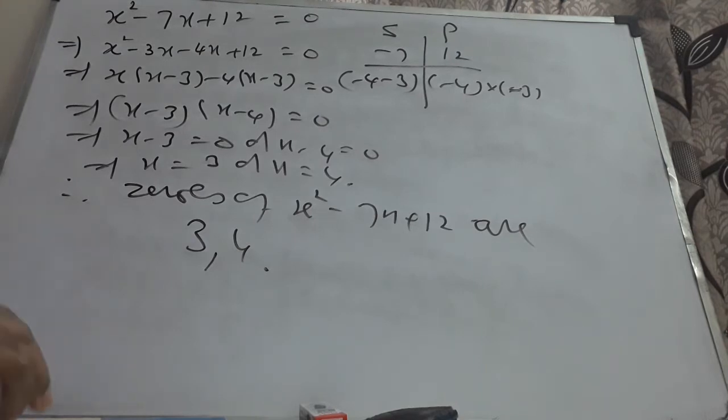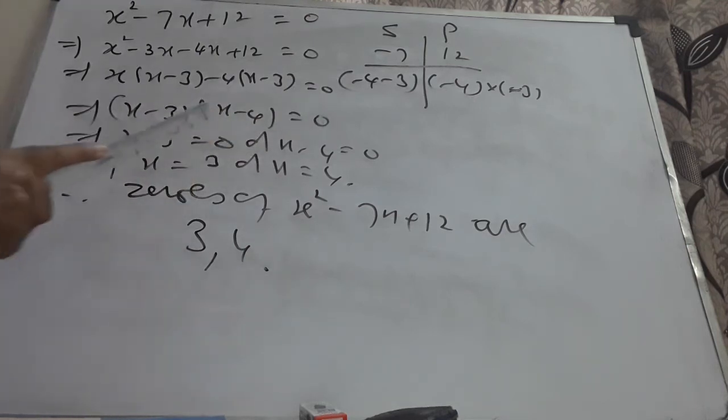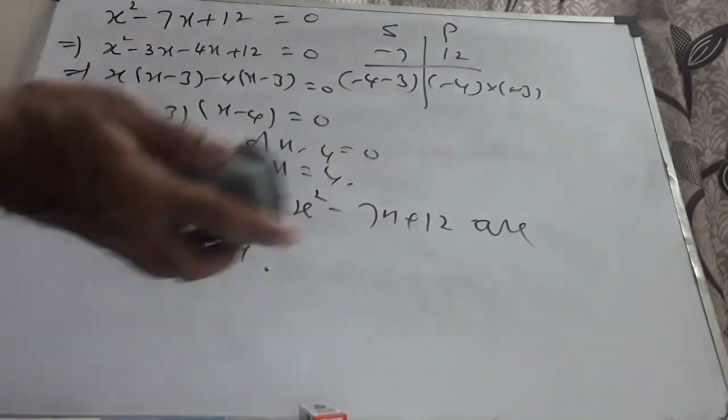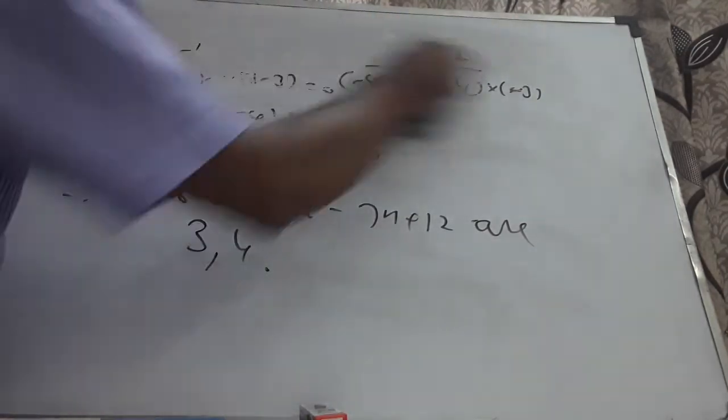I repeat, I have taken x square minus 7x plus 12. That is the quadratic polynomial given to us. I'll be able to split the middle term: x square minus 3x minus 4x plus 12 is equal to 0. Then x into x minus 3 minus 4 into x minus 3 is equal to 0, so x minus 3 into x minus 4 is equal to 0. x minus 3 is equal to 0, x minus 4 is equal to 0. I'll get x equal to 3, x equal to 4. Therefore, the zeros of x square minus 7x plus 12 are two, namely 3 and 4.